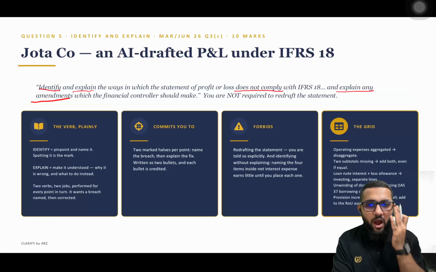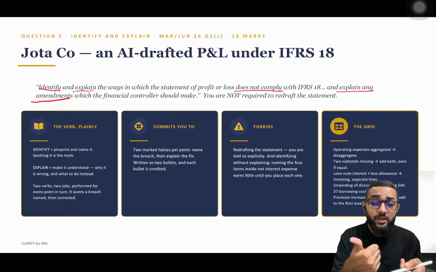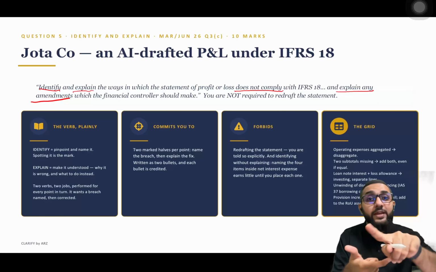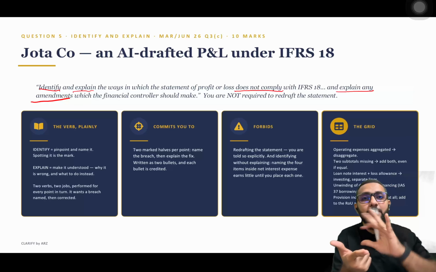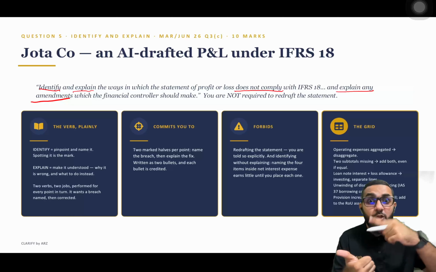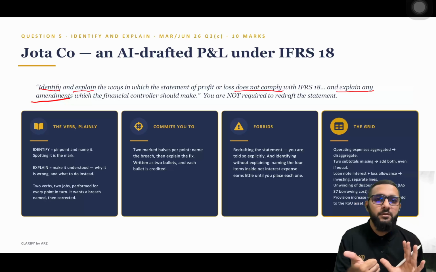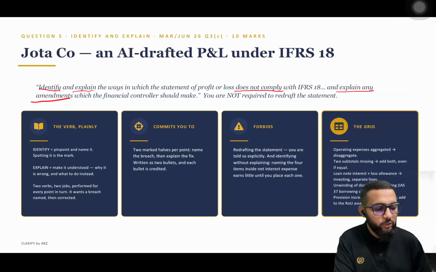So you see, one question requirement has multiple sub requirements. Identify what does not comply from IFRS 18 perspective and explain why you identified that does not comply, and explain how this should be amended for it to become compliant. That's what the requirement decoding is. Explain how the financial controller should amend this so that it becomes compliant. That's what the requirement says. So identify is where you pinpoint and name it. Explain, make it understood.